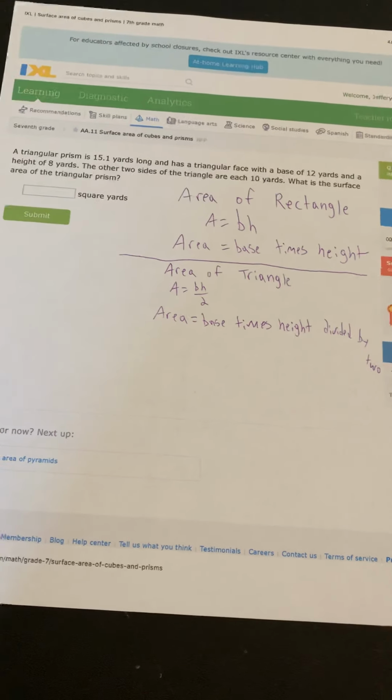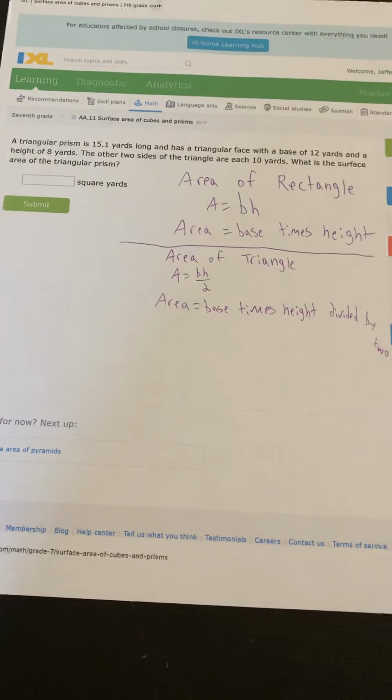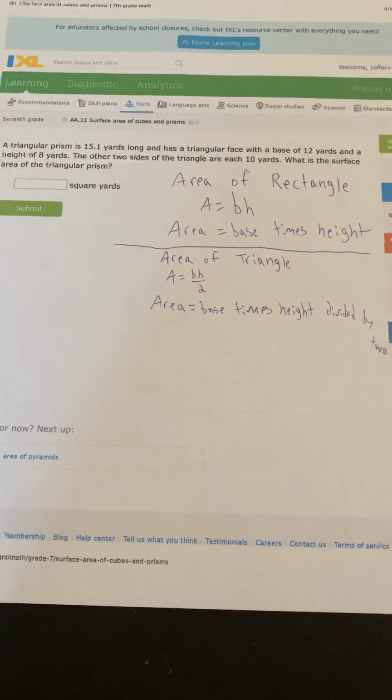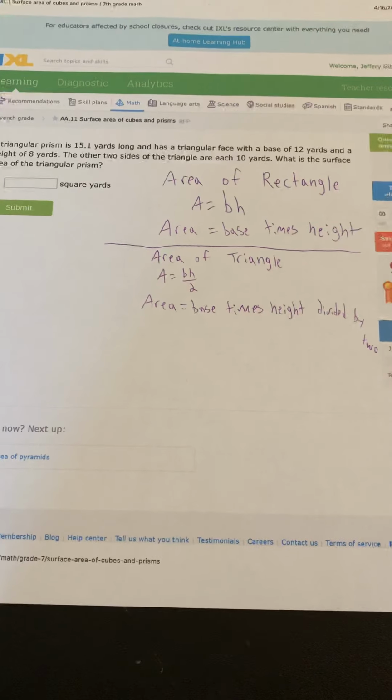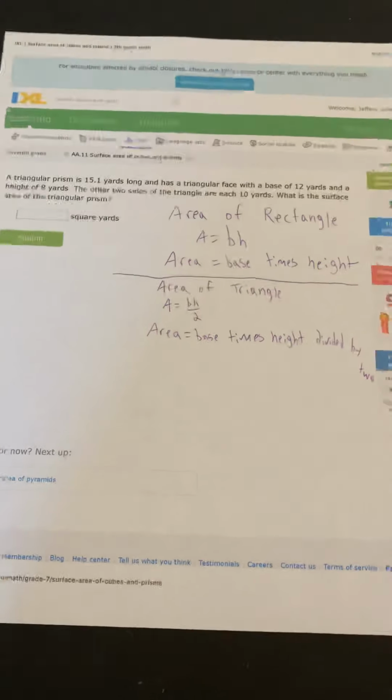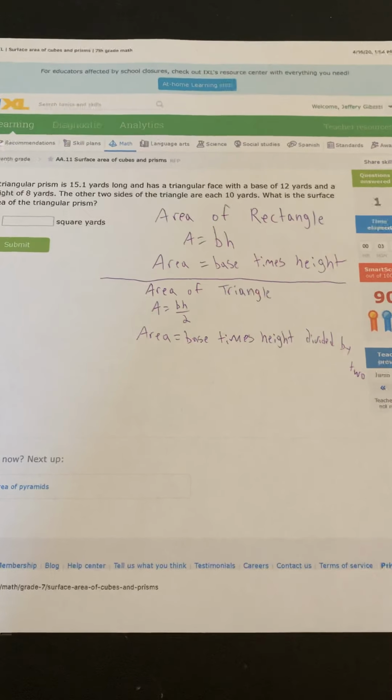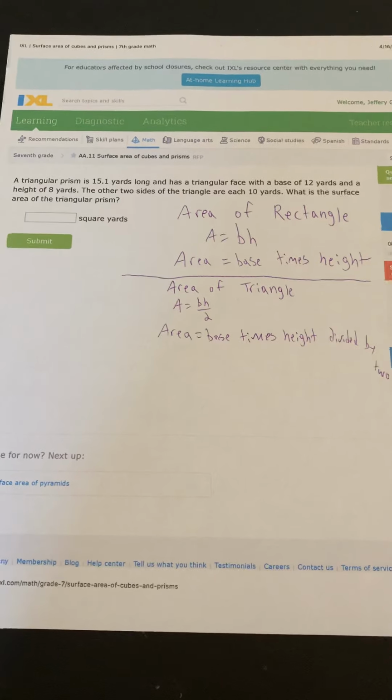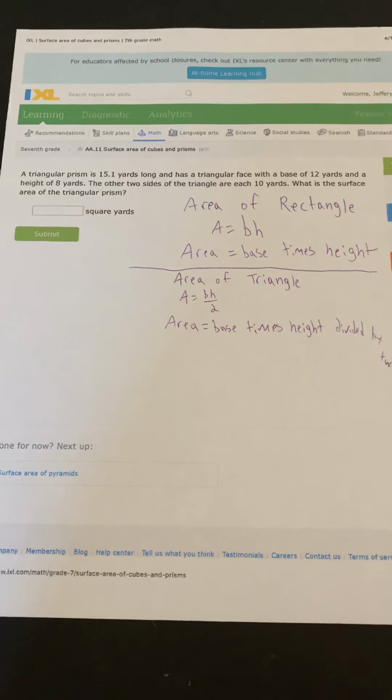All right, surface area of cubes and prisms. A triangular prism is 15.1 yards long and has a triangular face with a base of 12 yards and a height of 8 yards. The other two sides of the triangle are 10 yards. What is the surface area of the triangular prism?